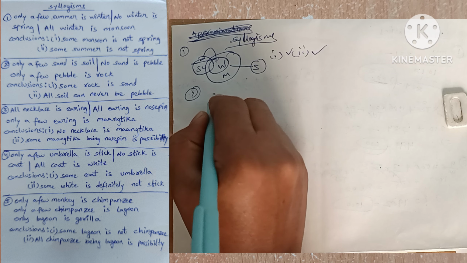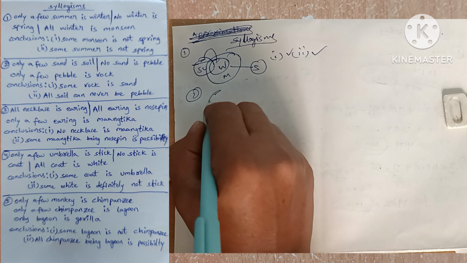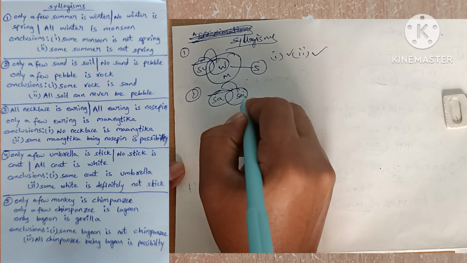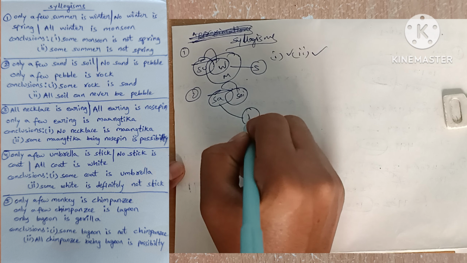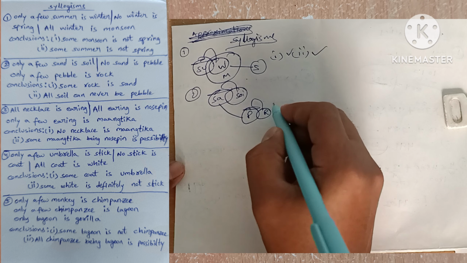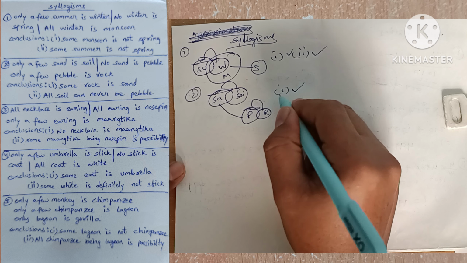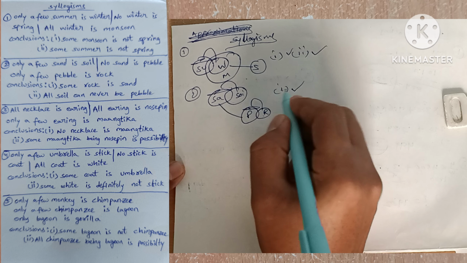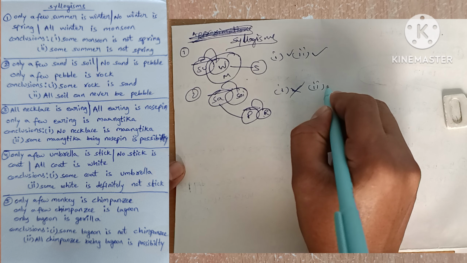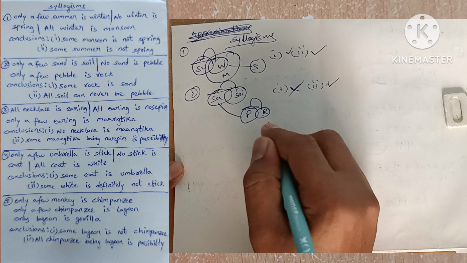Second statement. Only a few sand is soil. No sand is pebble. Only a few pebble is rock. Conclusion 1: Some rock is sand. No, it is not true. Conclusion 2: All soil can never be pebble. True. Only 2 is right here.